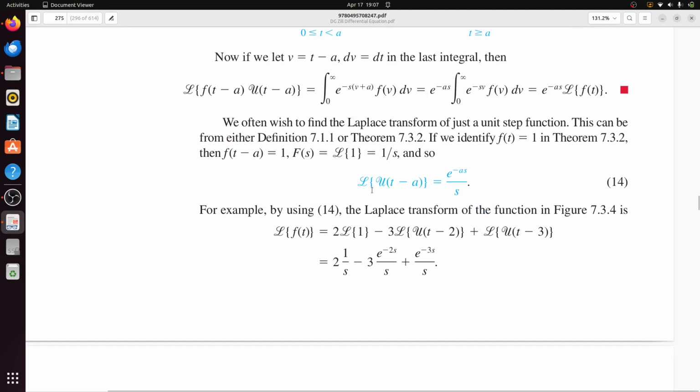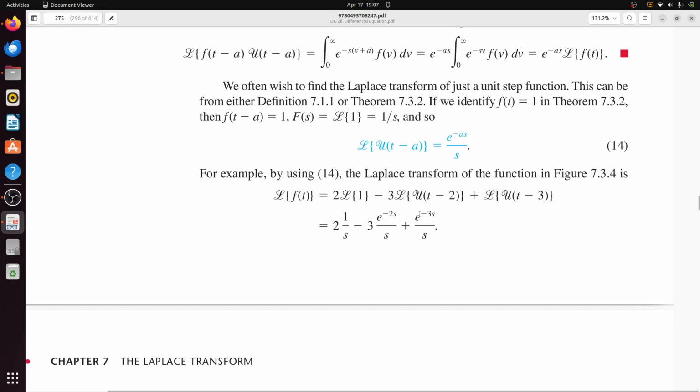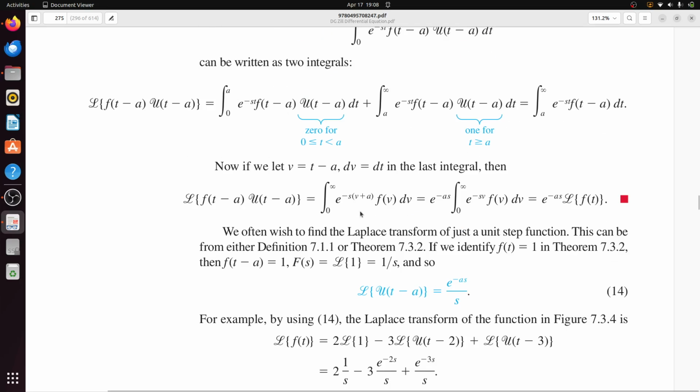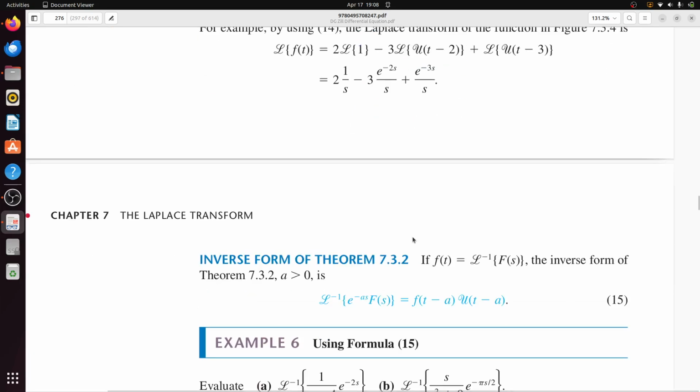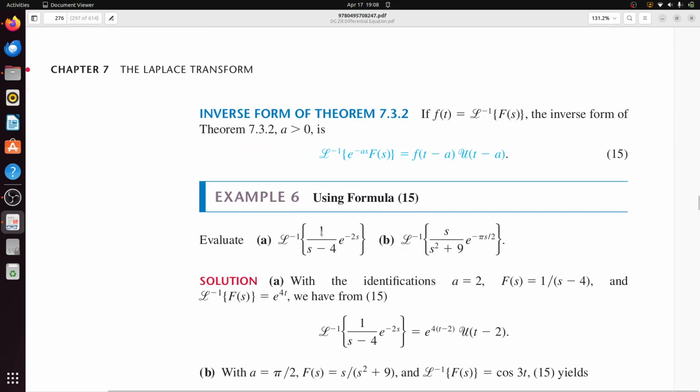Okay, so also the Laplace transformation of u(t minus a) is e to the power minus as, into a, divided by s. So the Laplace transformation of 1 is 1 by s, the Laplace transformation of u(t minus 2) is e to the power minus 2s by s, and it is e to the power minus 3s by s. So here it is 1 by s minus 4, into e to the power minus 2s.